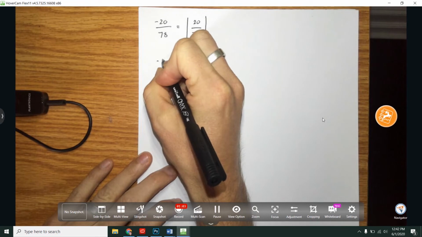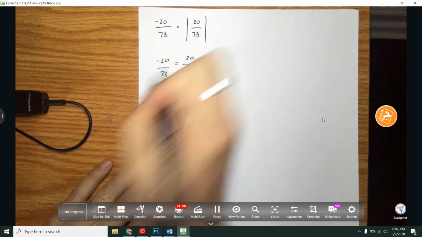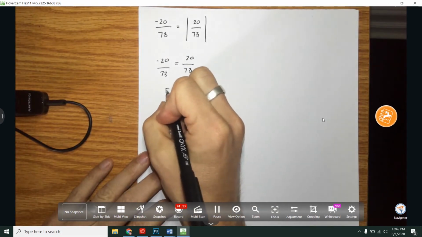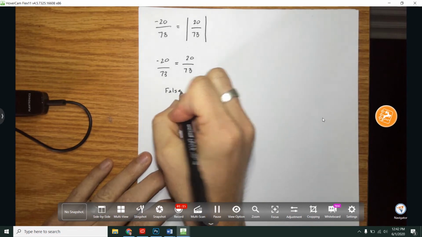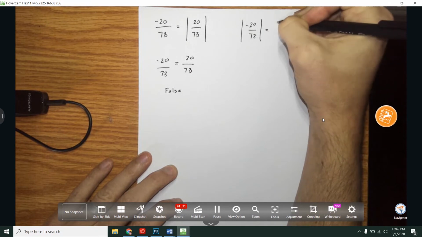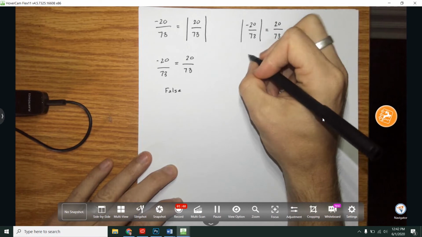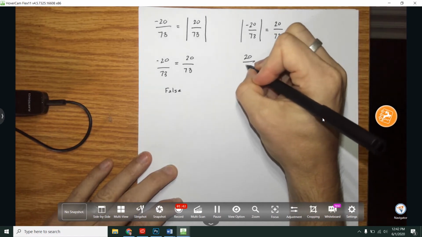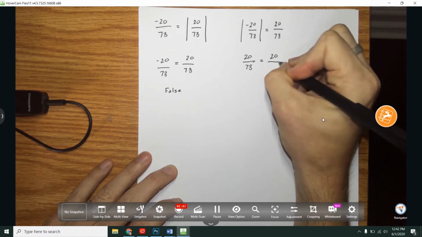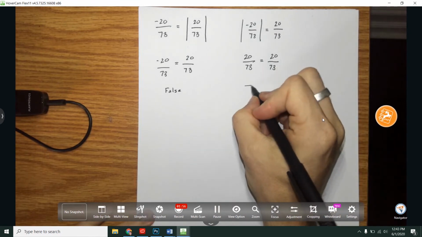And we know that no negative is equal to a positive. So we're going to say that this thing is false. However, if it was the other way around, we would say that it's true. So if this problem happened to be this instead, remember the absolute value is around this fraction. So it just turns this one positive, which would be equal to this one. So this one would be true.